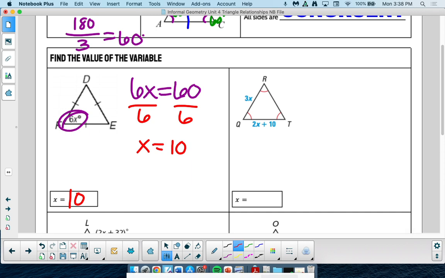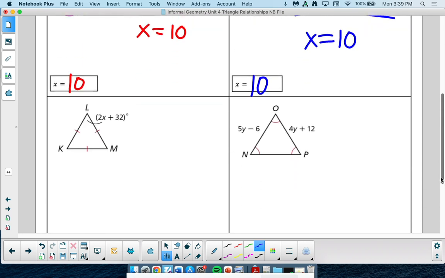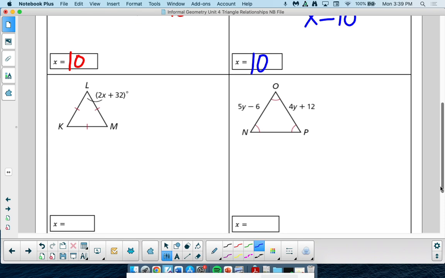On triangle QRT, we're talking about our sides, and we know that all of our sides are equal. So an equation we can write is 3x is equal to 2x plus 10. What do we want to do now, folks? Minus 2x over. 3x minus 2x is just 1x. x is equal to 10. Woo! Good job. Maybe you want to pause the video and try these two on your own. See how it goes before I do them with you.